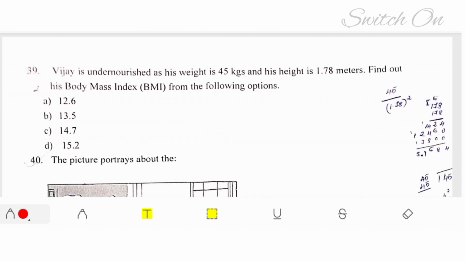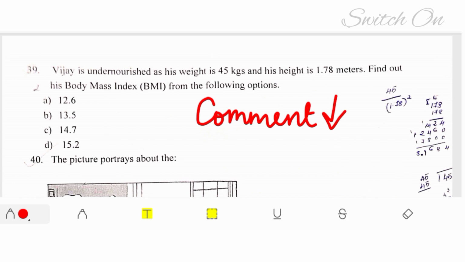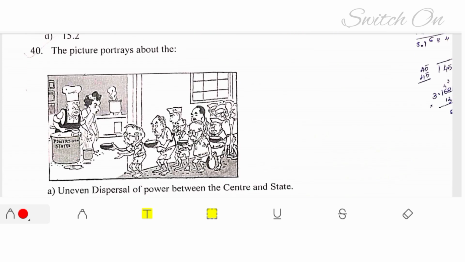Question number 39. Vijay is undernourished as his weight is 45 kgs and his height is 1.78 meters. Find out his body mass index from the following options. For this also, I am requesting you all to comment it below because all these are very easy answers and you need to calculate. So the correct answer will be pinned in the comment section so that everyone can check.